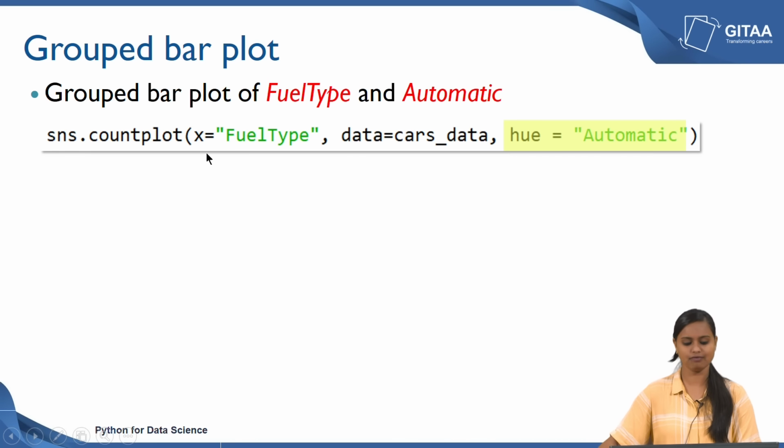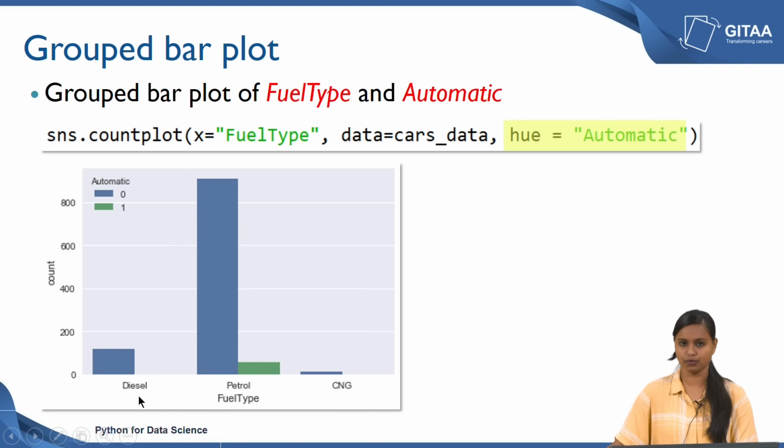We can use the same function as bar plot, that is countplot, and you can specify the fuel type under the argument x, and you can also specify the data frame, so that it knows from where it should access the fuel type. And by adding hue equal to automatic, we are including one more variable into the bar plot, so that we are checking the relationship between fuel type and automatic. So, let us see what would be the output.